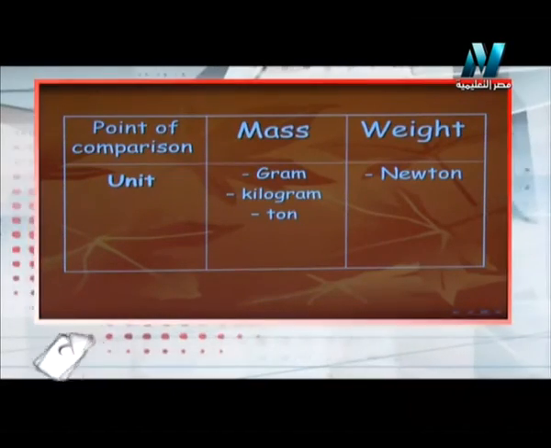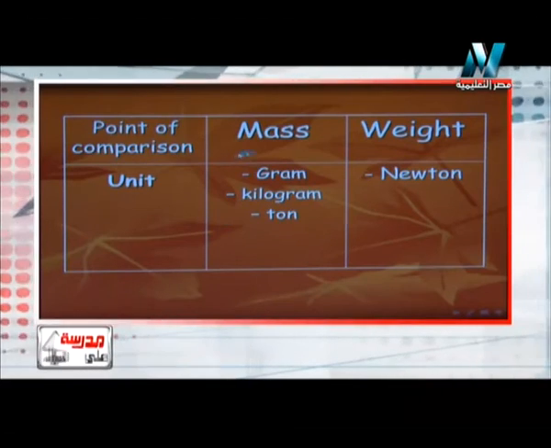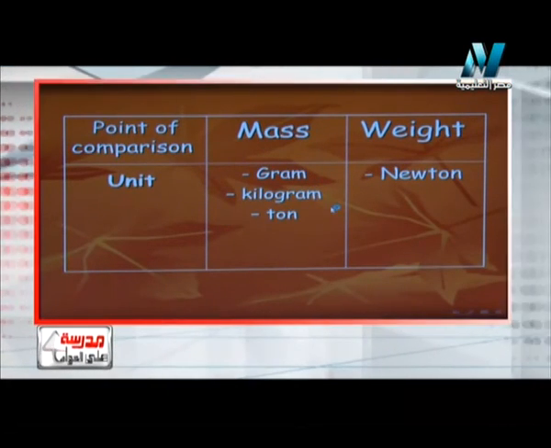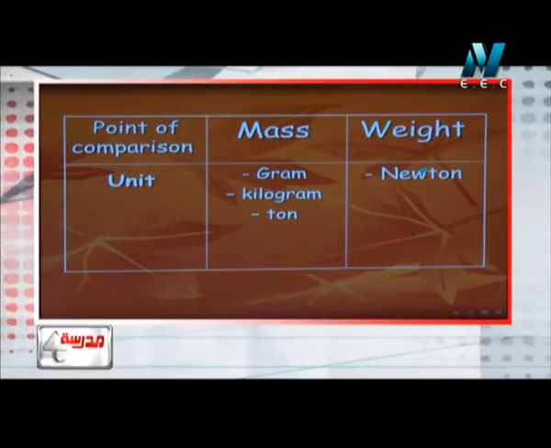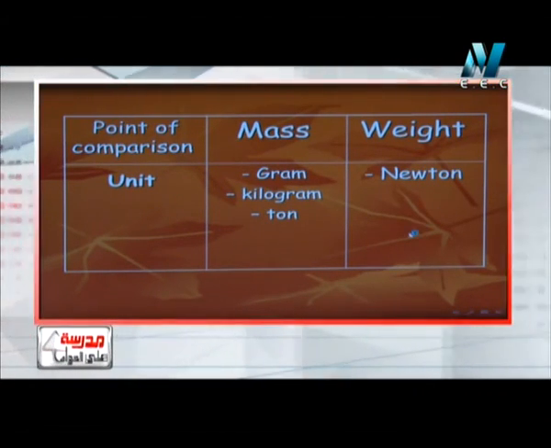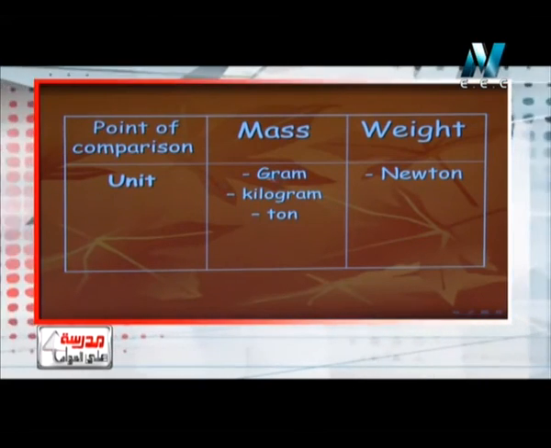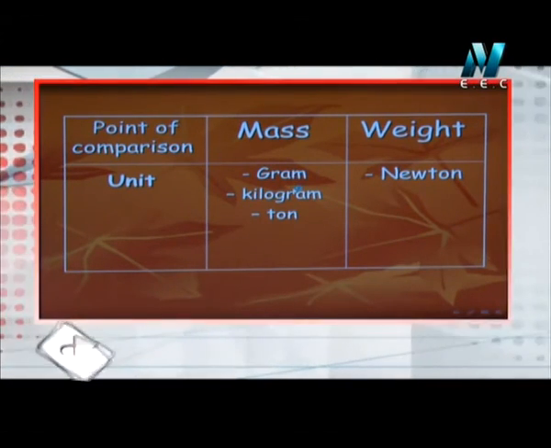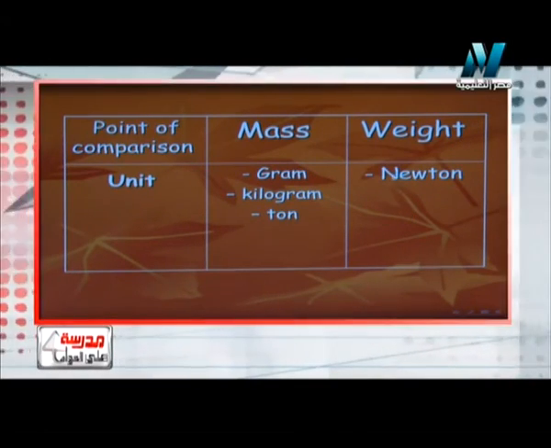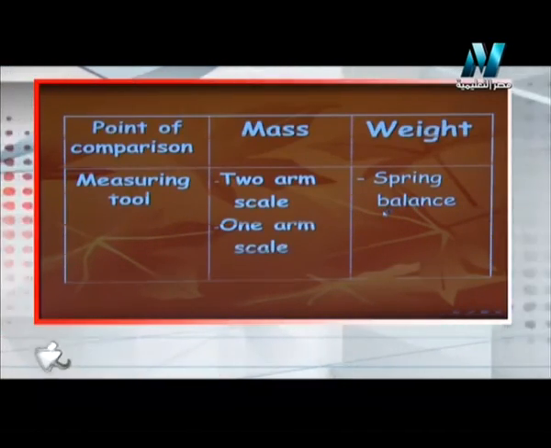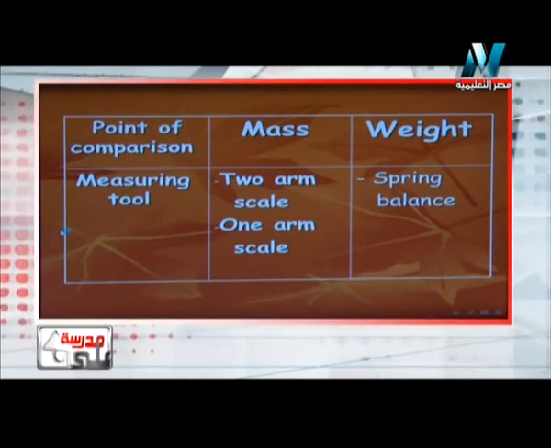We have 3 units for measuring mass: gram, kilogram and ton. Gram, kilogram and ton. But there is only one unit for weight, which is Newton. Again, we have 3 units for measuring mass: gram, kilogram and ton. But I have only 1 unit for measuring weight, which is Newton. Okay, we have also measuring tools.